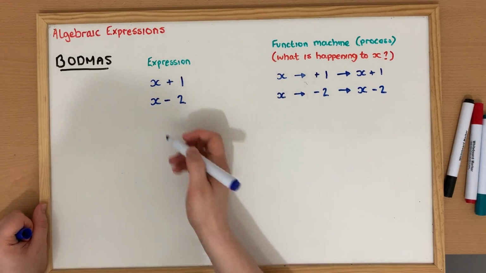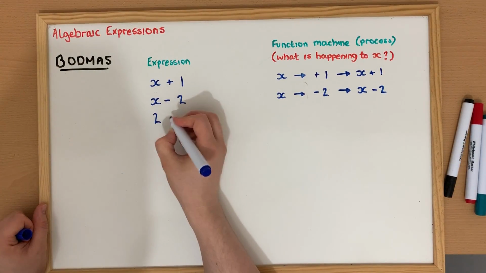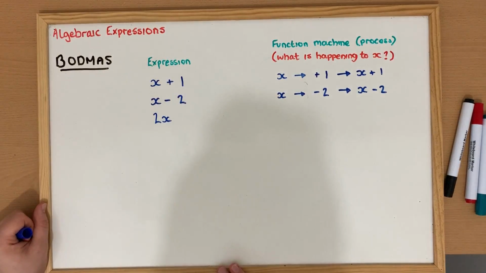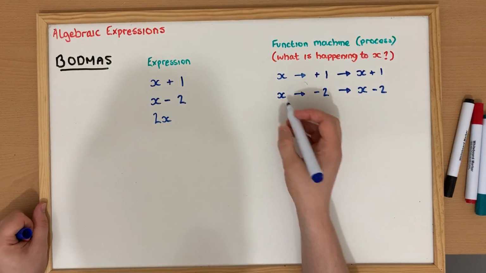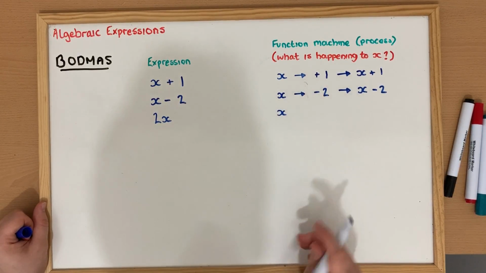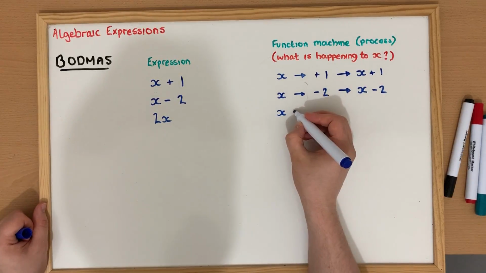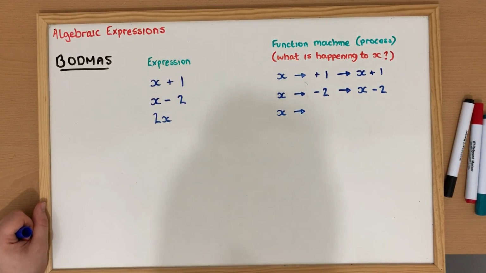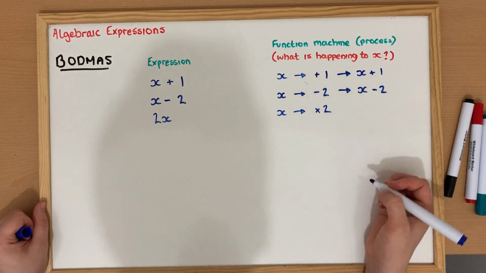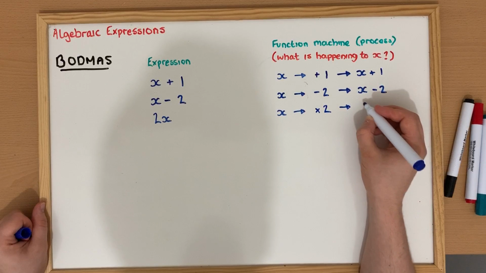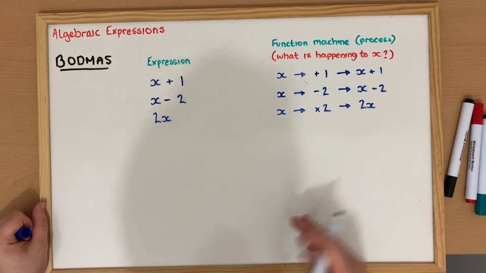Now to move on, we're going to try what happens when we have something like 2x as an expression. So an expression of 2x, we need to understand that 2x means x is being multiplied by 2. So again, on our function machine, we are inputting our x, and we are now going to describe the process, what is happening to x. Well, x is being multiplied by 2, and when we do this, we end up with 2 lots of x, 2 times x, or x multiplied by 2.